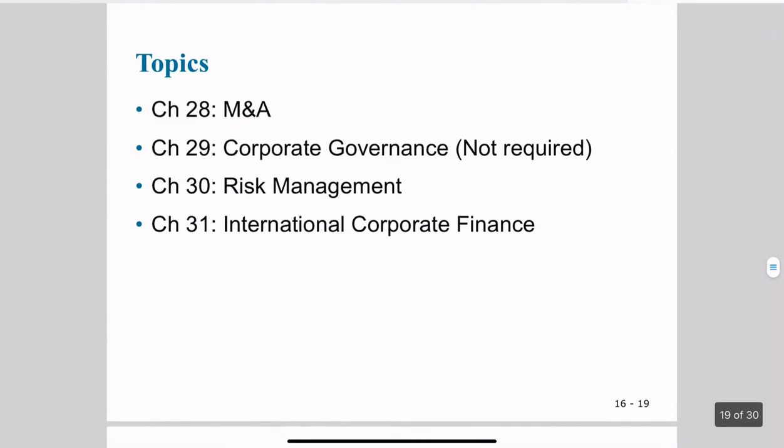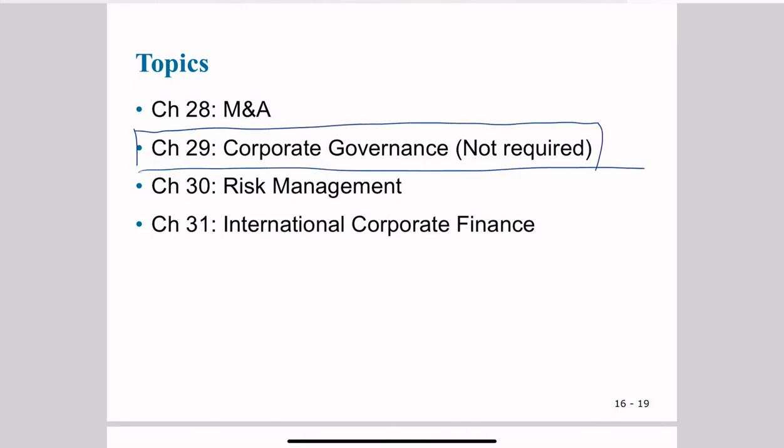Okay, then we talk about three topics. And to make your life easier, I decided to remove chapter 29. So corporate governance, this chapter is not required. Again, it's a pretty simple chapter. So I believe if you are interested in this topic, you can read the textbook yourself. So we now have three chapters: merger and acquisition, risk management, and international corporate finance.